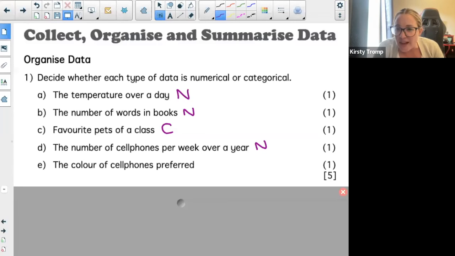Let's go with Zawande. Hi, Zawande. Zawande, talk to me. The color of cell phones that people prefer. Is that numerical or categorical? Numerical. Okay, let's be careful here. Can you count the color? No. So what's it going to be? Categorical. Well done. Thank you so much for answering the questions.